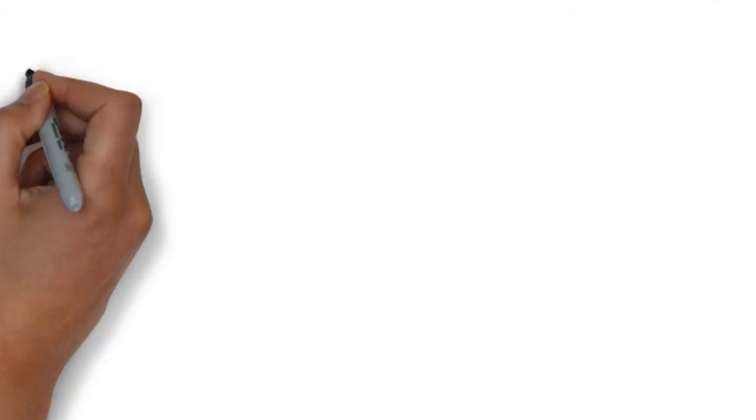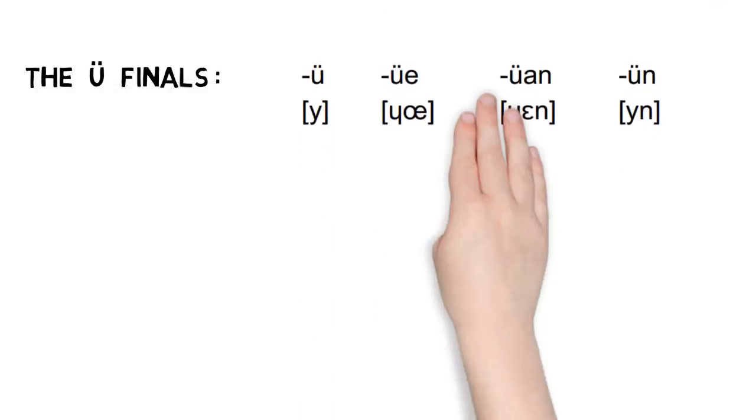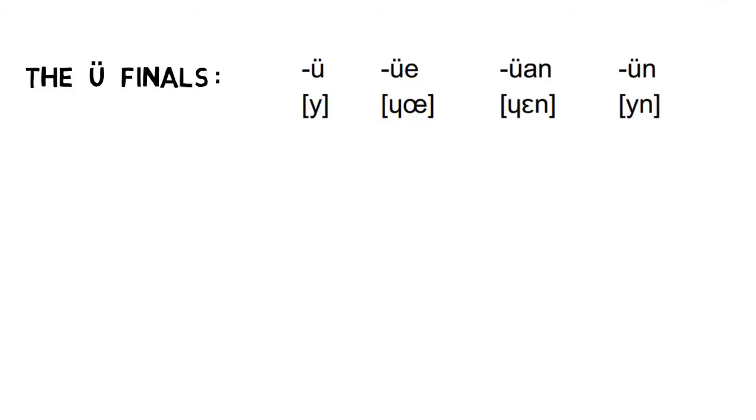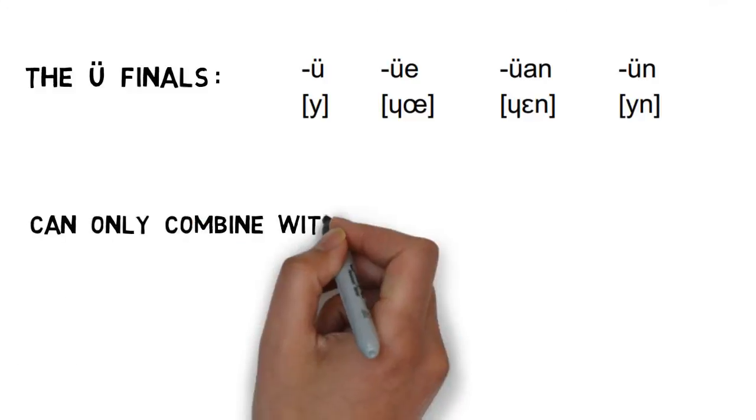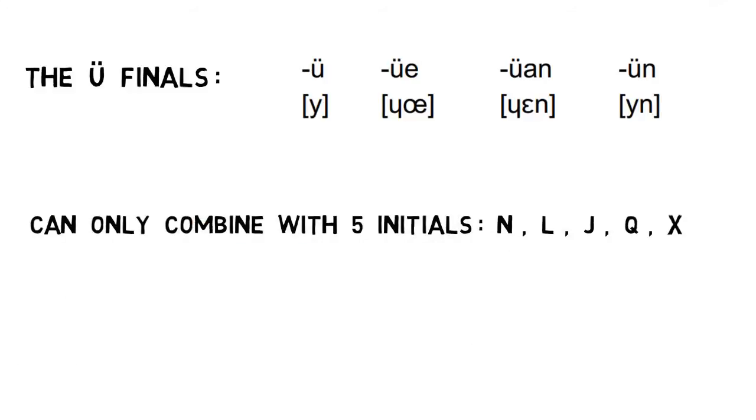So we have 2 topics left, and then we're through. First, let's talk about the 4 finals that start with U with umlauts. Ü, üe, üan, and ün. These finals are some of the rarest in Mandarin, in that they only work with 5 of the initials, N, L, J, Q, and X.